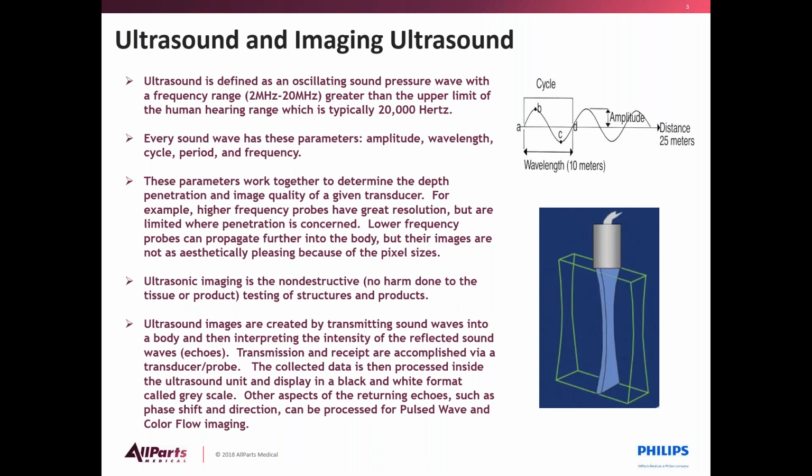Ultrasonic imaging is the non-destructive, meaning no harm done to the tissue or product, testing of structures and products. Ultrasound images are created by transmitting sound waves into the body and then interpreting the intensity of the reflected sound waves, which we also call echoes. Transmission and receipt are accomplished via a transducer or probe. The collected data is then processed inside the ultrasound unit and displayed in a black and white format called grayscale. Other aspects of the returning echoes, such as the phase shift and direction, can be processed for pulse wave and color flow imaging.